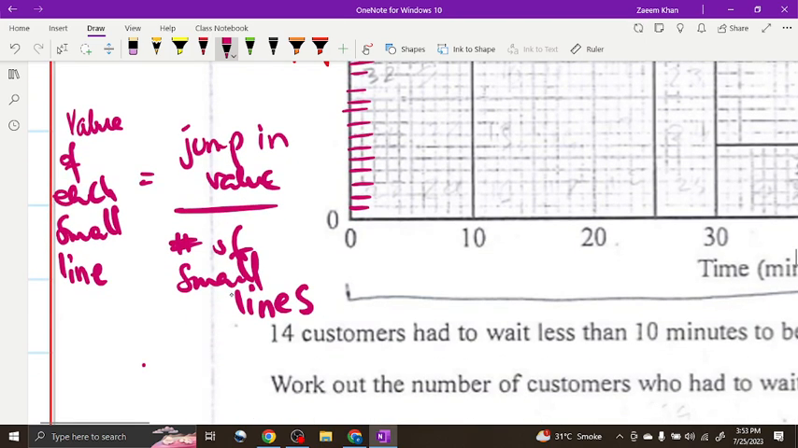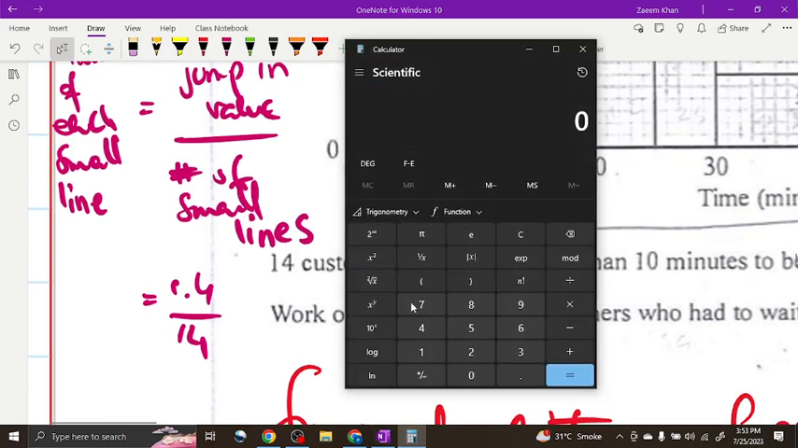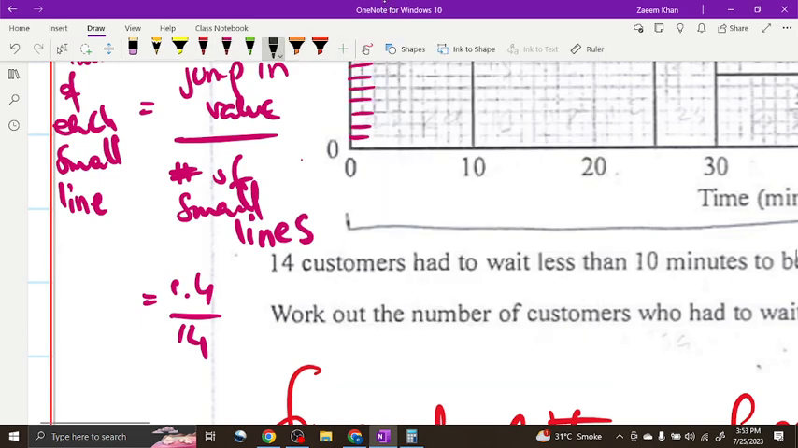The jump in value is of 1.4, the number of lines are 14. Can you tell me what each small line is going to be of? How much is it going to be of? 1.4 divided by 14 gives us 0.1. So now we know this is 0.1.